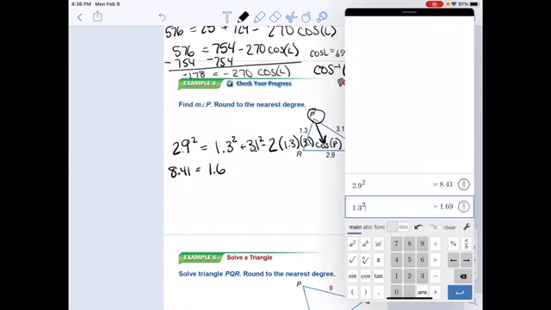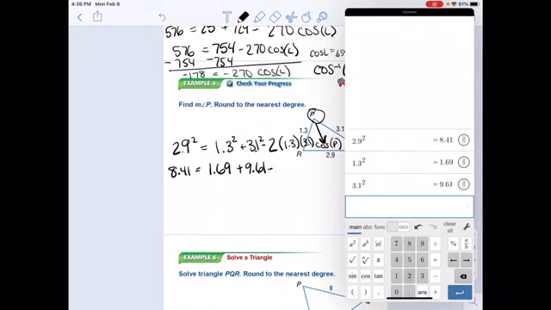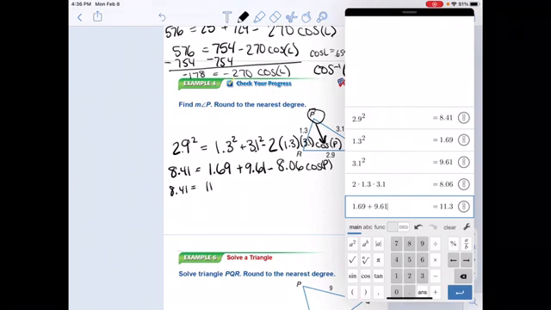1.3 squared is 1.69. 3.1, oh man, I hate when I do that. 3.1 squared is 9.61 minus 2 times 1.3 times 3.1 cosine of P. Can't forget that part or else the problem's wrong, okay? Go ahead and add 1.69 plus 9.61. We end up getting this guy. Keep solving.